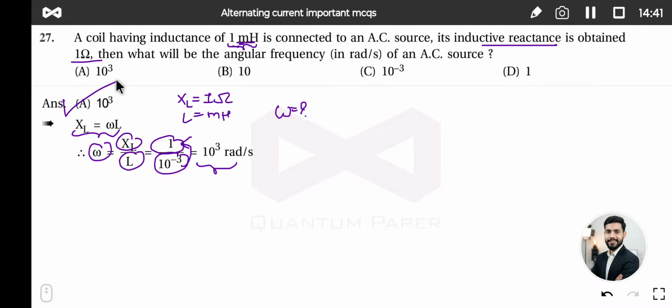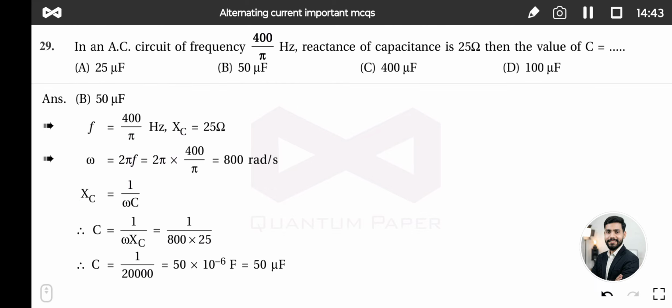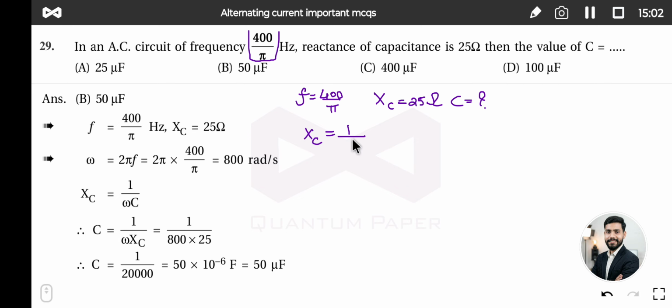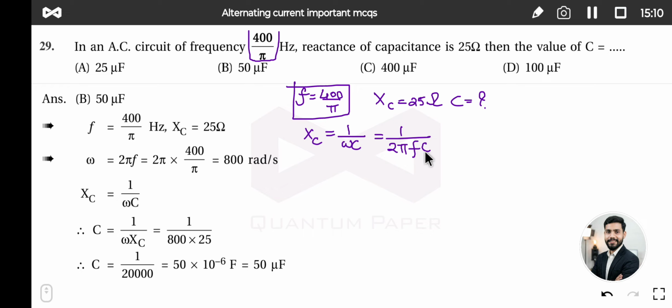Look at the next one. The question is, in an AC circuit, the frequency is 400 upon pi Hz. So f is given as 400 upon pi. The reactance of the capacitor XC is given as 25 ohm. We have to find the value of C. The formula of XC is 1 upon omega C, but frequency is given, so we will convert in terms of f. It becomes 1 upon 2 pi f C. We have to find this C.